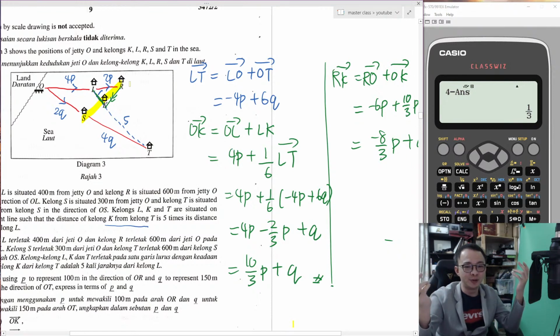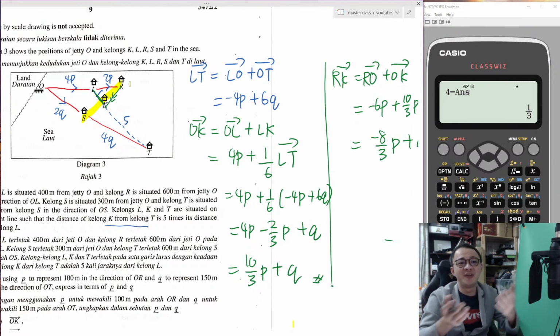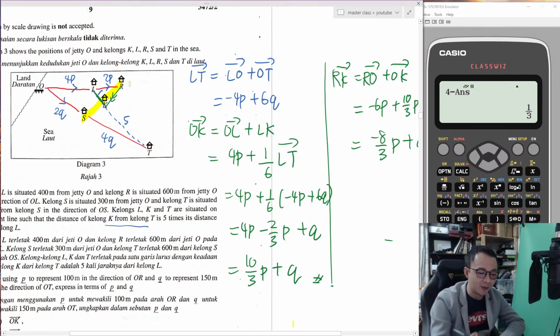So why didn't you do RL plus L? Okay, yeah, you can do that, no problem. Just use whatever method you want. You should get the same answer as mine. Which country are you in? I live in Malaysia.